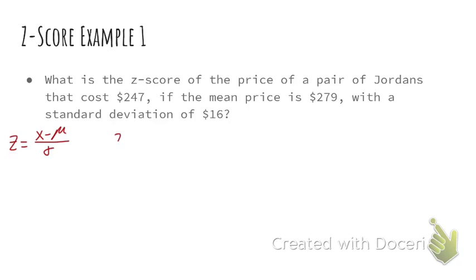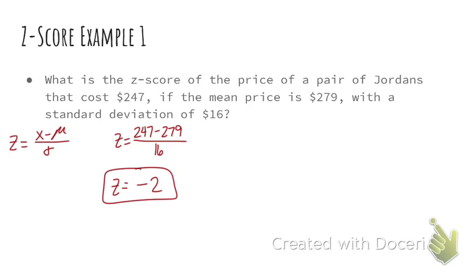So if I'm solving for z, I have z equals x, the given data point. So the given data point in this example is 247 minus the mean, which is 279, over standard deviation, which is 16. So you type this in the calculator, and it will tell you that z equals -2.